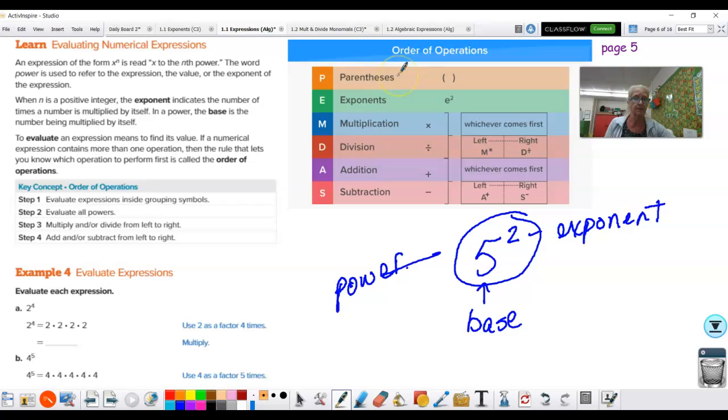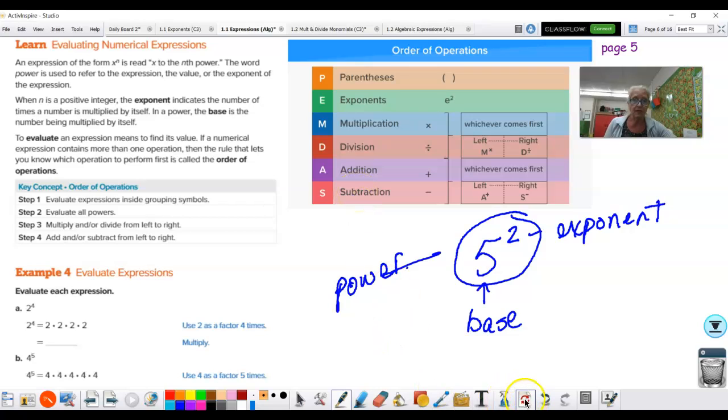Parentheses and other grouping symbols are done first. Exponents and square roots are done second. Multiplication and division are equal power. You do whatever one comes first from left to right. And addition and subtraction are also equal in power. You do those from left to right.